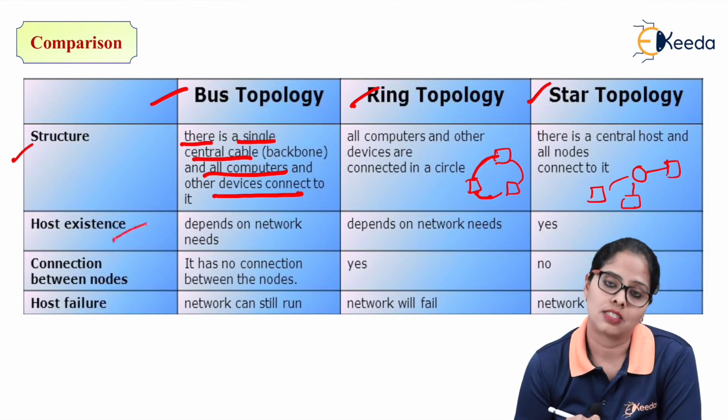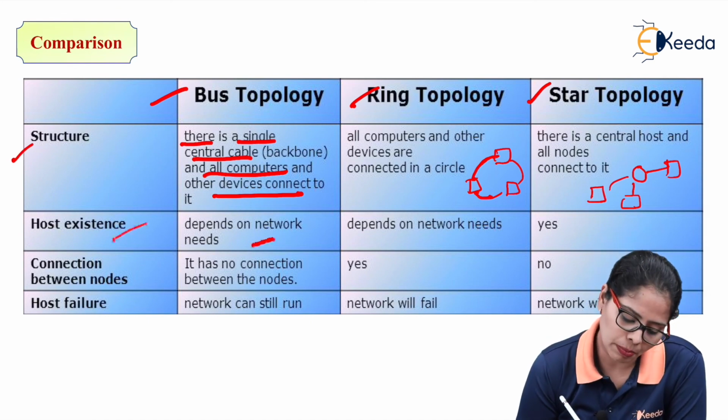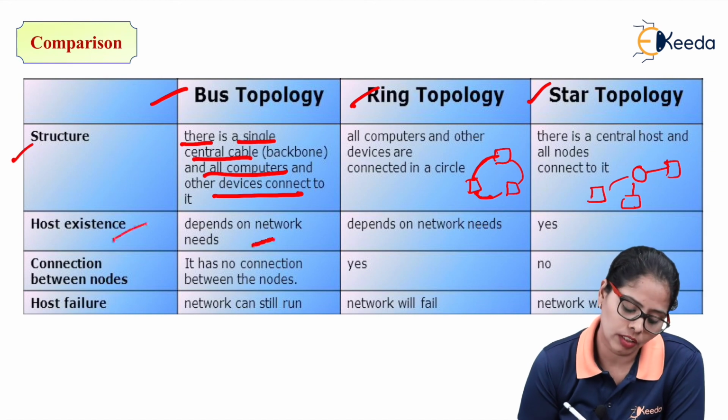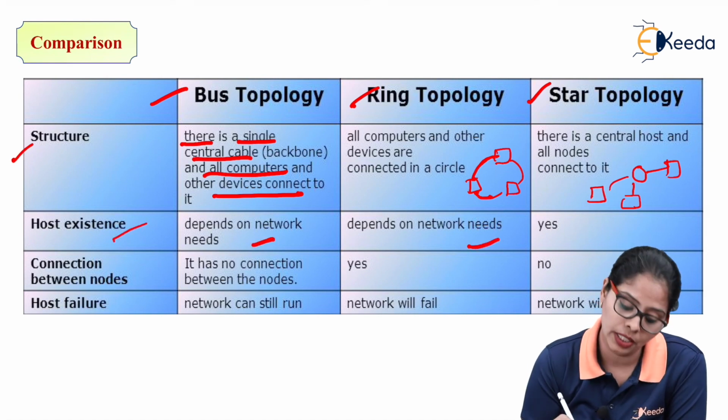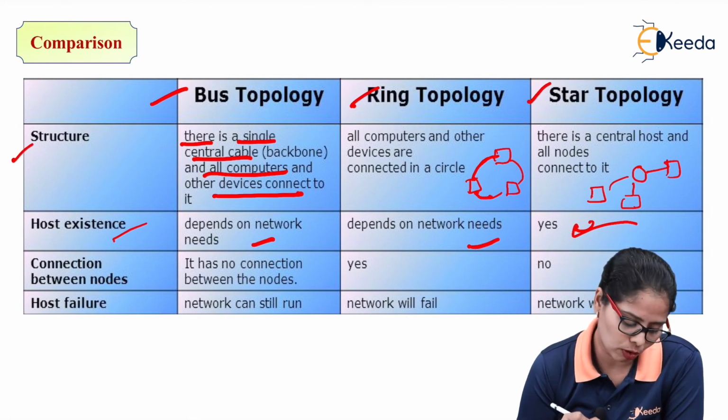Host existence now depends upon the network need. Here the host existence depends upon the controller, whether the controller is needed. If needed, then we can put it over here. If needed, then we can put it over here. But here the existence is very important. The hub is very important.